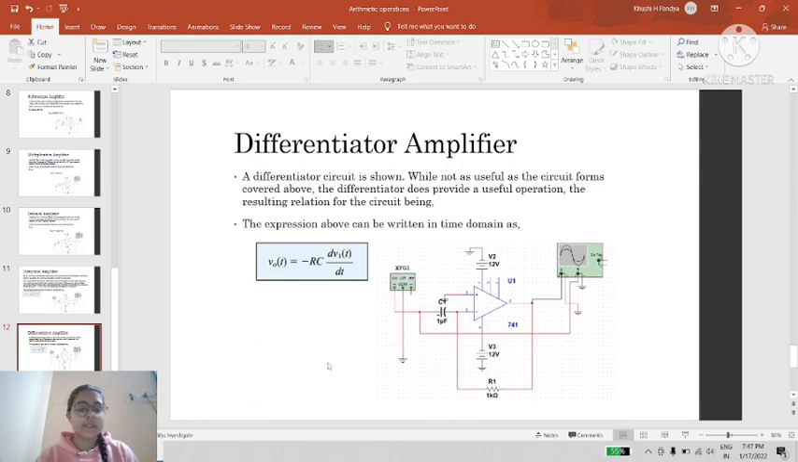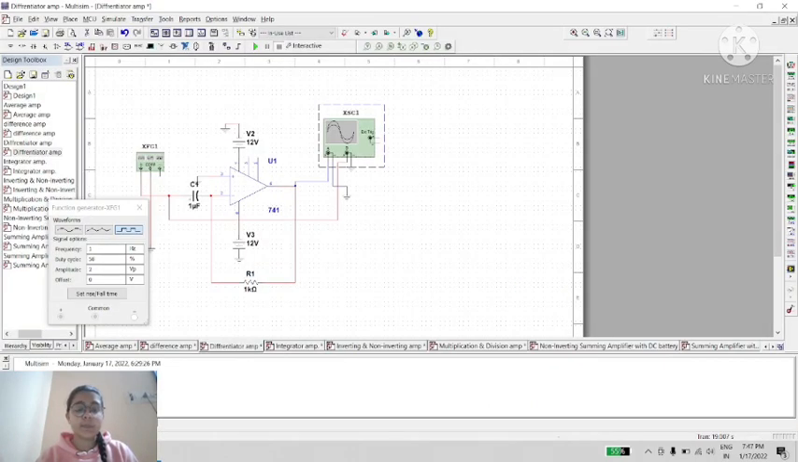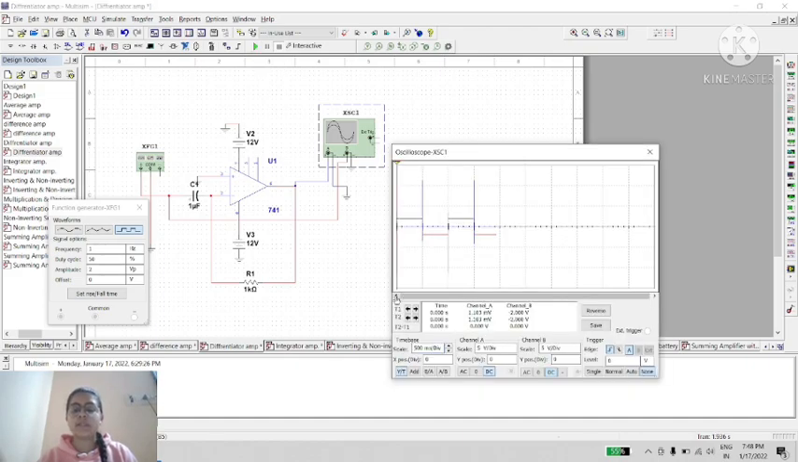Let's see in Multisim. In this circuit, I have given input voltage of 2 and our frequency is equal to 1 Hz. Let's check. Here you can see red is for our input and blue is our output. While input voltage is changing its cycle, we get some output voltage.